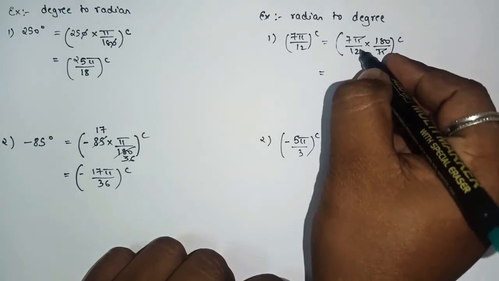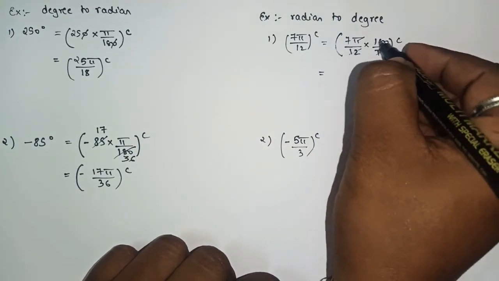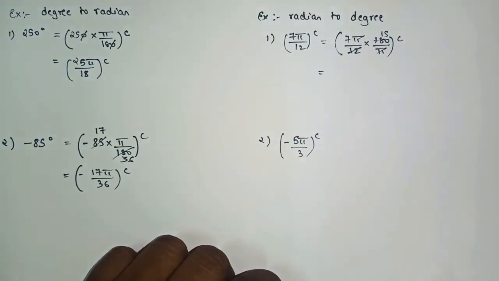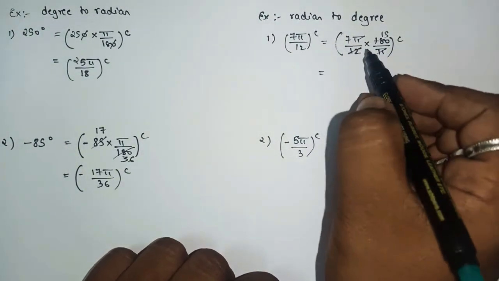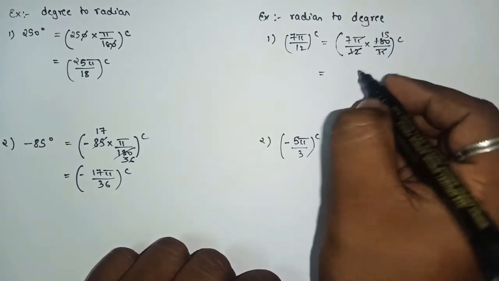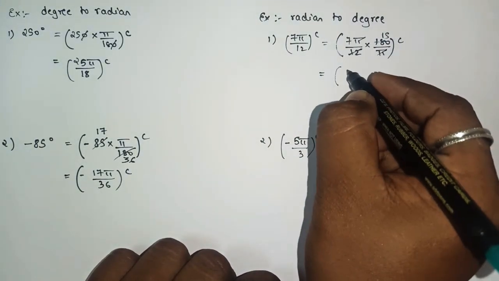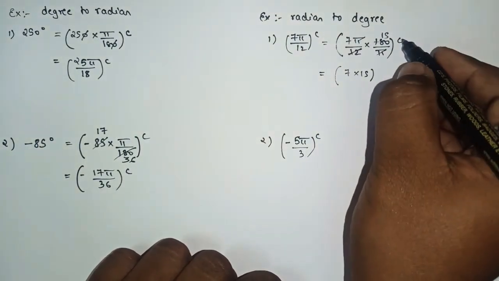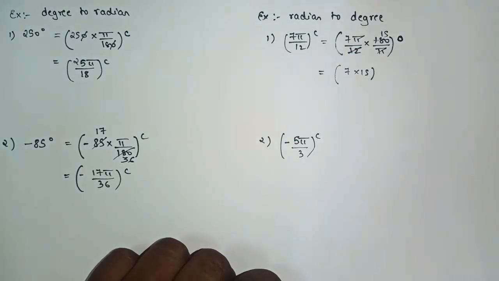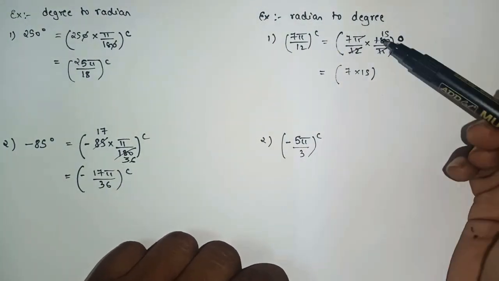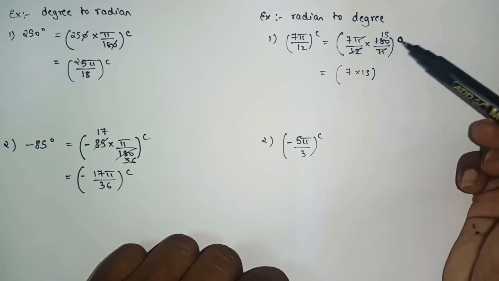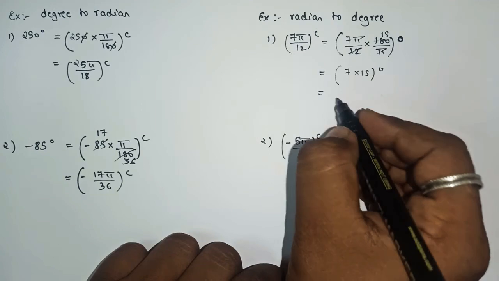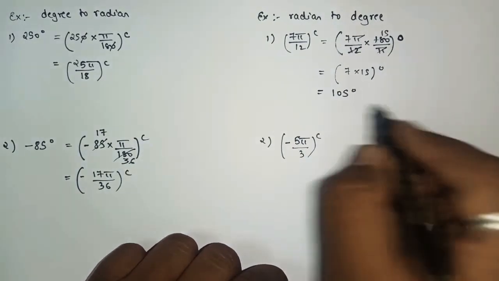So here we can cancel this number, 12 ones are 12, 15s are 180. So here we are left with 7 into 15. When you multiply by 180 upon pi, it gets converted into degree. So 7 into 15, that is 105 degree. So in this way you can convert radian into degree.